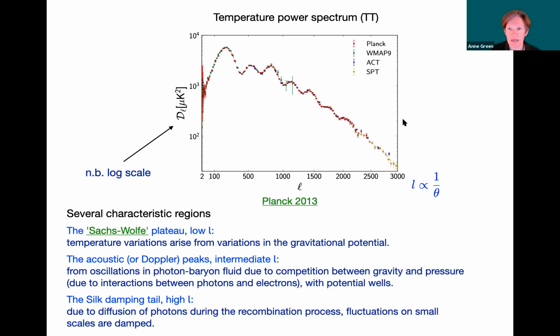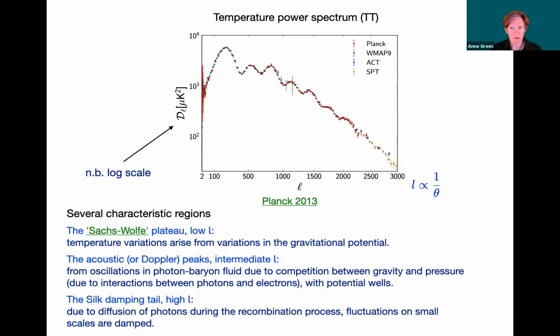I probably should have said at the beginning, on this plot, we've got the data from Planck in red, and its predecessor WMAP in green. They were satellites that measured the CMB temperature anisotropies over large scales. There have also been some ground-based experiments, ACT and SPT, which have been designed to measure the fluctuations on small angular scales incredibly accurately. And you can see their data points in yellow and blue kicking in around l of 500, and then coming down to large multipoles here.